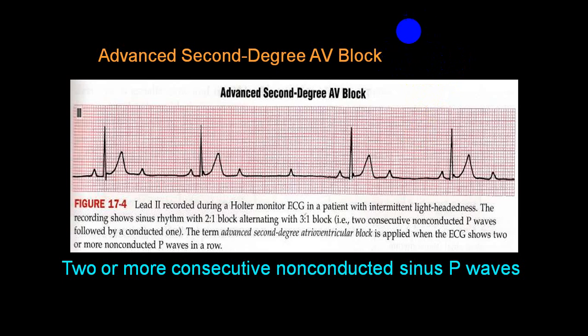Now if you see such types, you see here, normal PR interval, one P wave not transmitted, so this is 2:1 block. Then here, two P waves are not transmitted, so this is 3:1 block. Again, there is 2:1 block. So this is changing. 2 is becoming 3, 3 is again becoming 2. That's why this is called advanced second degree AV block.